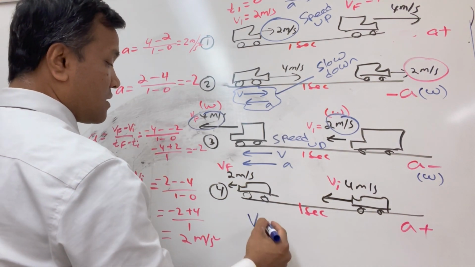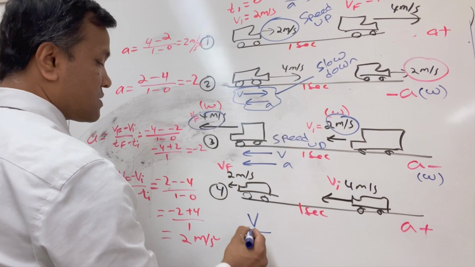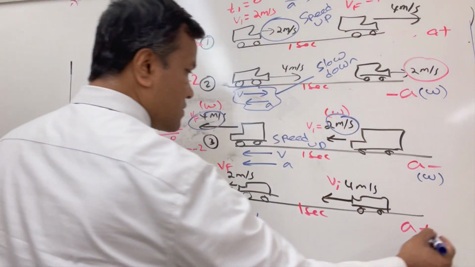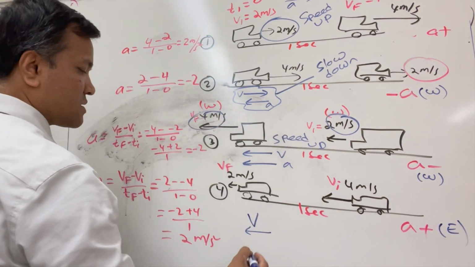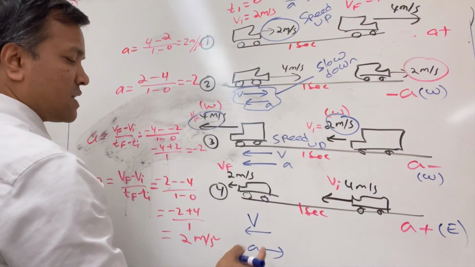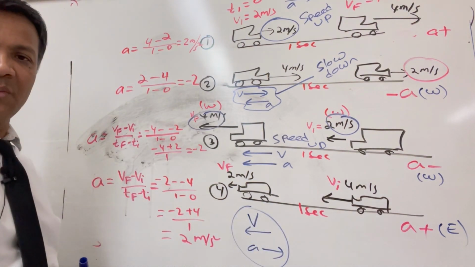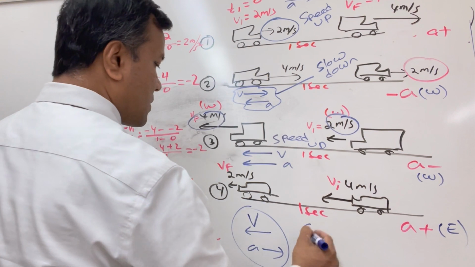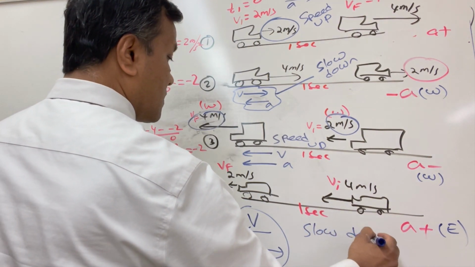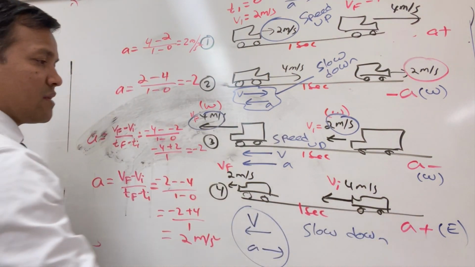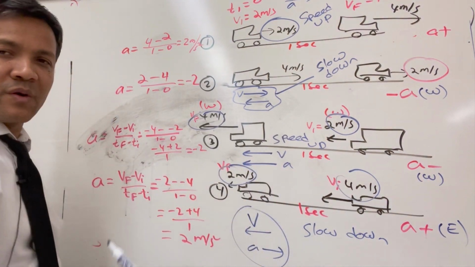So velocity is to the west, and acceleration is to the east. If velocity and acceleration vectors are in opposite directions, then the object slows down. Is this object slowing down? Yeah, this is 4 and this is 2, of course, slowing down.